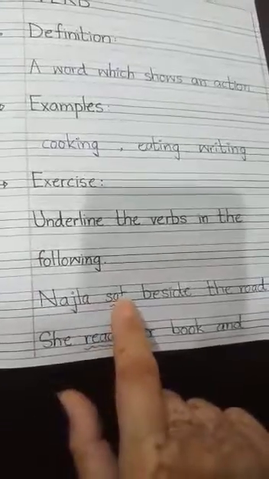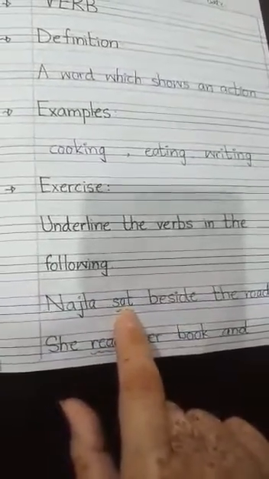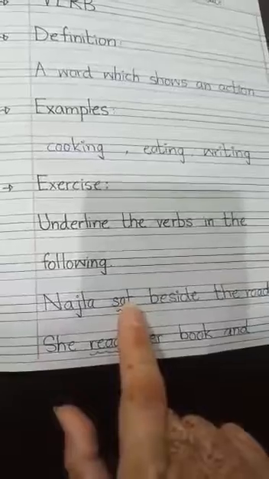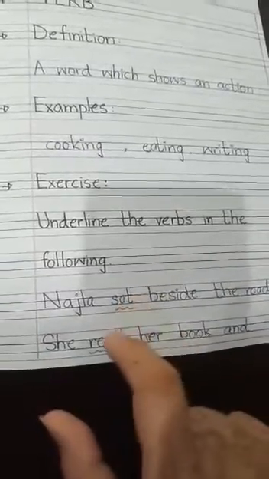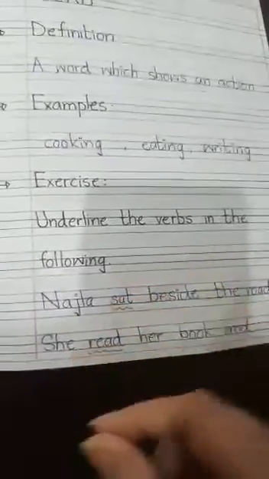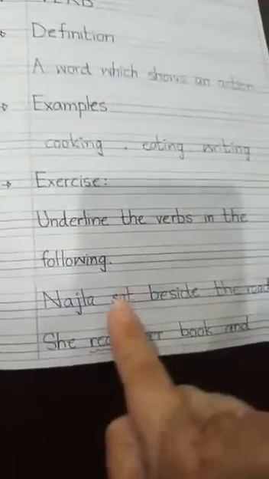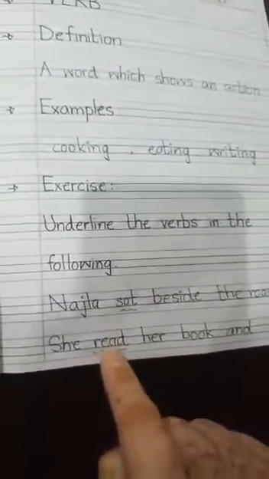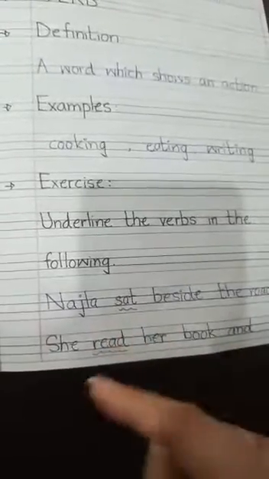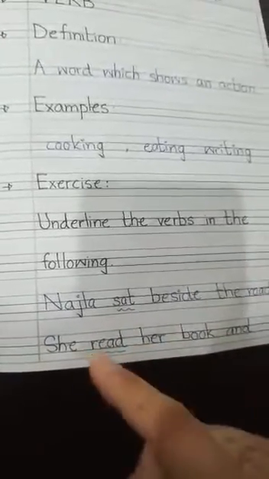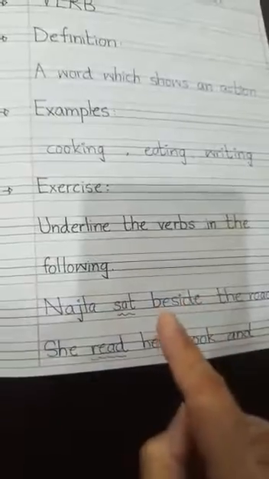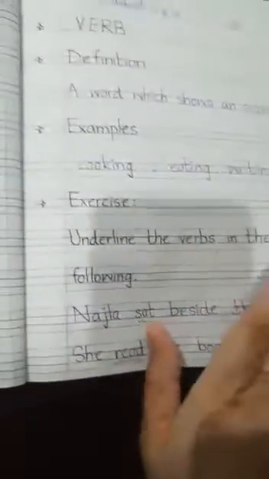Because if you are sitting, sat is the second form of sit. So if you are sitting, it means that you are doing something. So it is showing some action. That's why it is verb. If you are reading something, it means that you are doing something. By doing something, you are showing some action. That's why read is action.